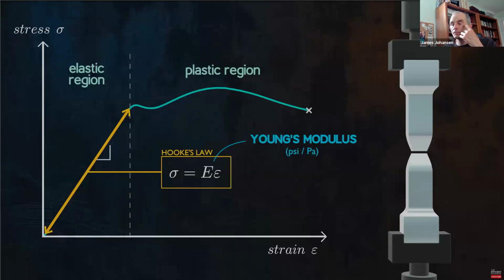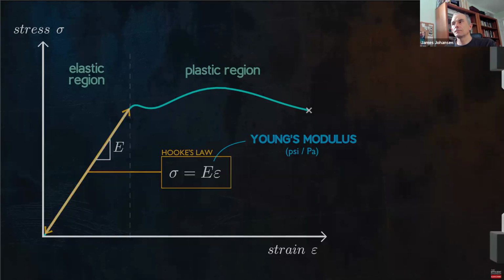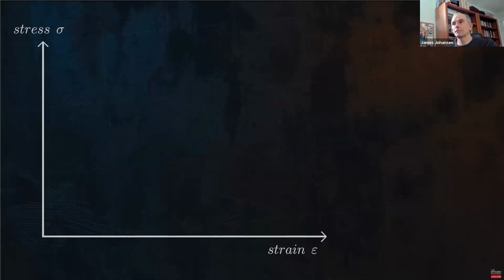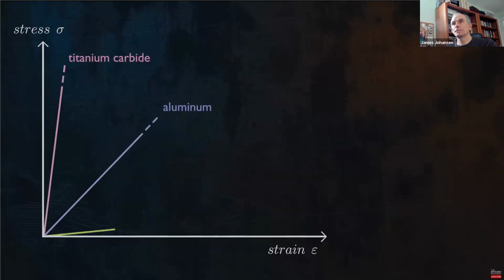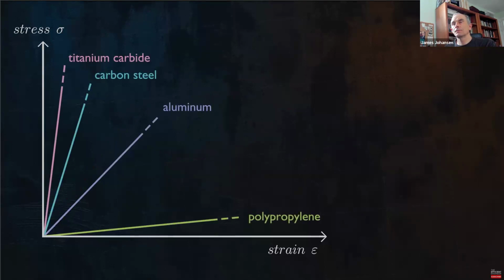We can also measure Young's modulus as the gradient of the slope in the elastic region. Young's modulus is essentially a measure of how stiff a material is. The higher the Young's modulus, the stiffer a material, and so the smaller the elastic deformations will be for a given applied load. If we perform tensile tests for a few different materials, we will notice that the slope of the stress strain curve is different for each of them. Different materials can have vastly different values for Young's modulus.